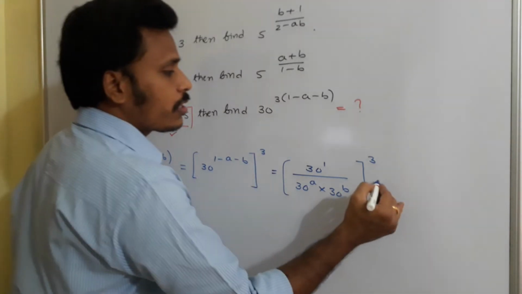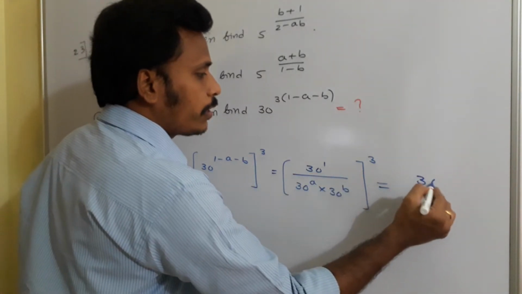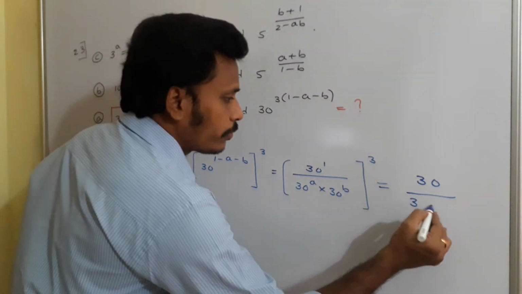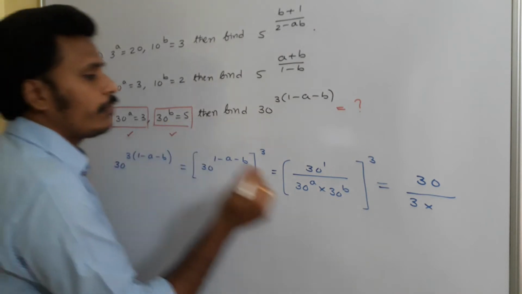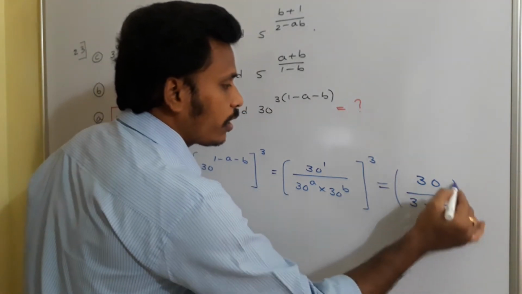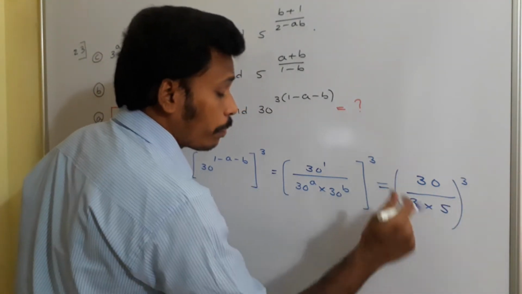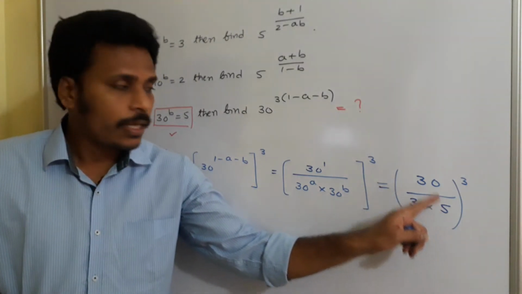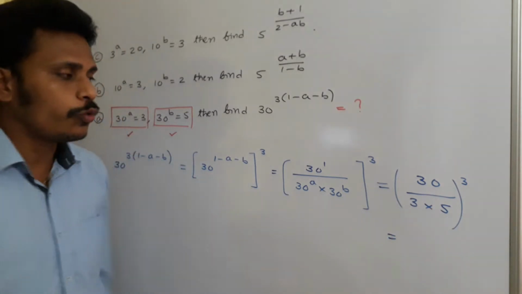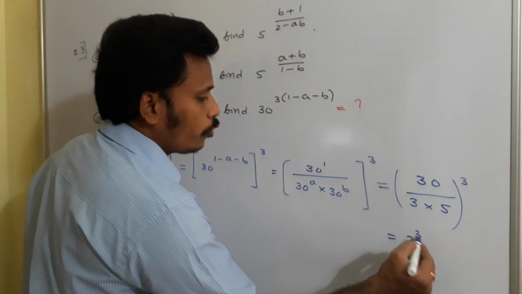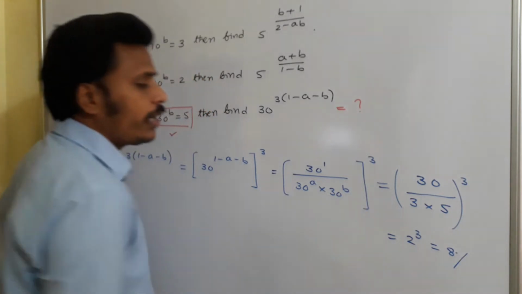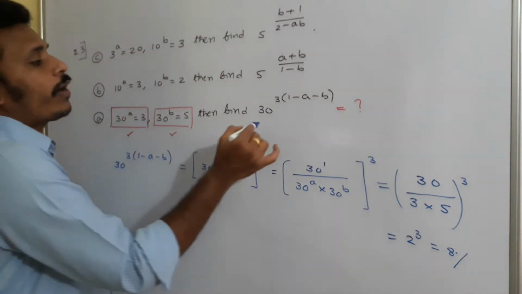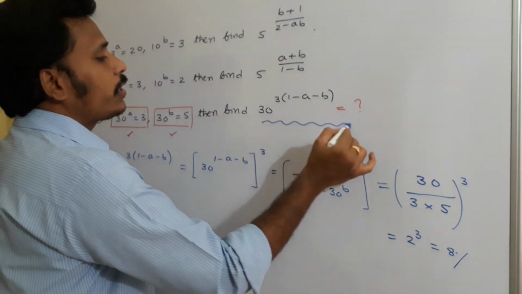Now this is equal to 30 power 1, which is simply 30, and 30 power A is given as 3, and 30 power B we have as 5, so the whole thing is divided, to the power 3. Now 30 divided by 3 into 5 is 15, 30 divided by 15 is 2, and this is equal to 2 cube, and your answer for the problem is 8. There ends the task.